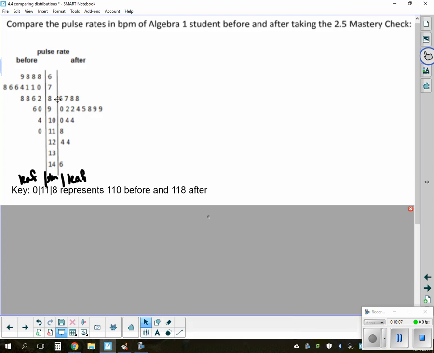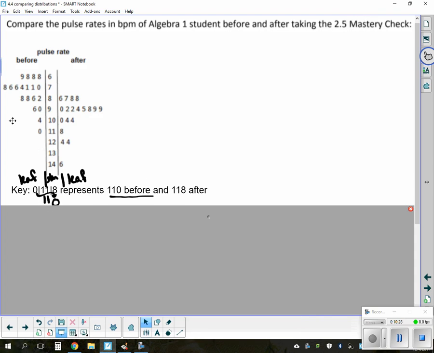Okay, so you have to use this middle number with both sides of data. So 0 bar 1 bar 8 represents 110 before. So look at what you actually have to do. You have to take your 11 and then put your 0 on the end of it, and 118 after.